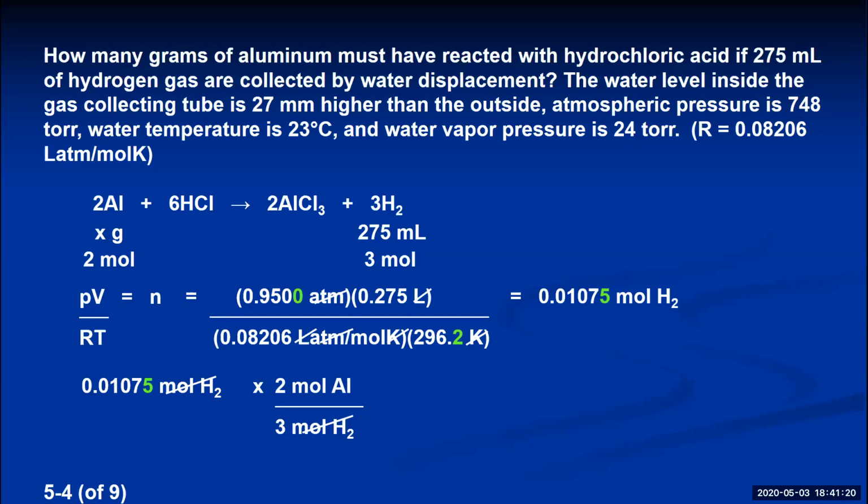The last step is to calculate grams of aluminum. That's done by aluminum's molar mass. 1 mole of aluminum on the bottom, 26.98 grams on the top, and we cancel out the moles of aluminum and we multiply out. We've now calculated how many grams of aluminum must have been in that original sample, and to 3 significant figures, that comes out 0.193 grams.